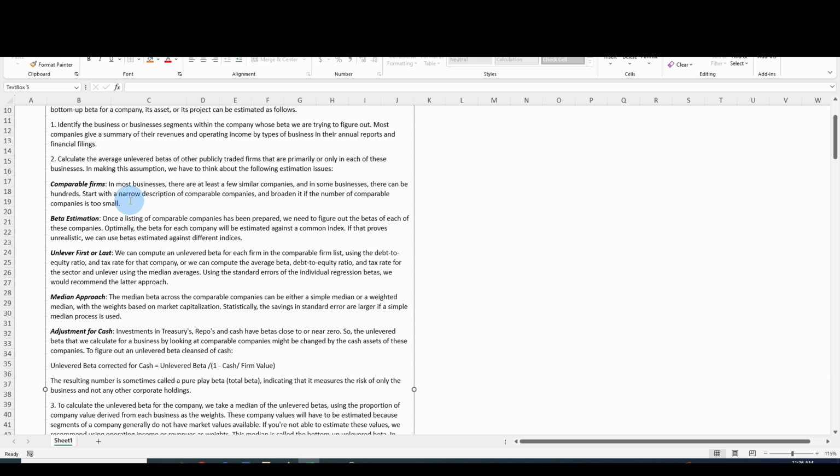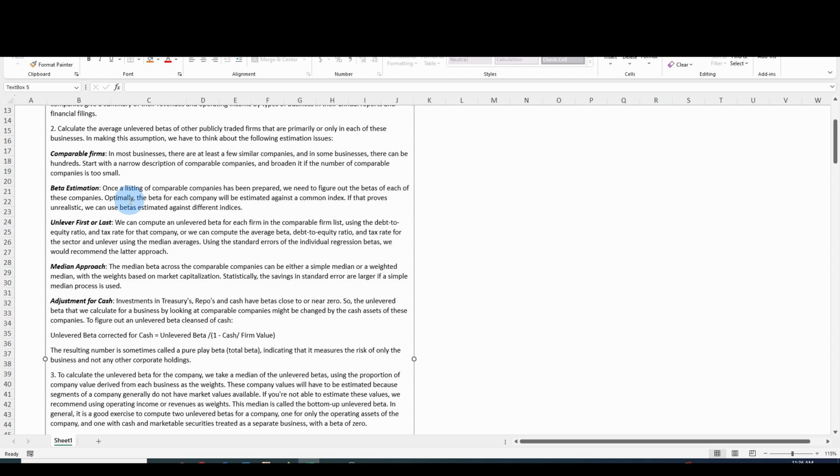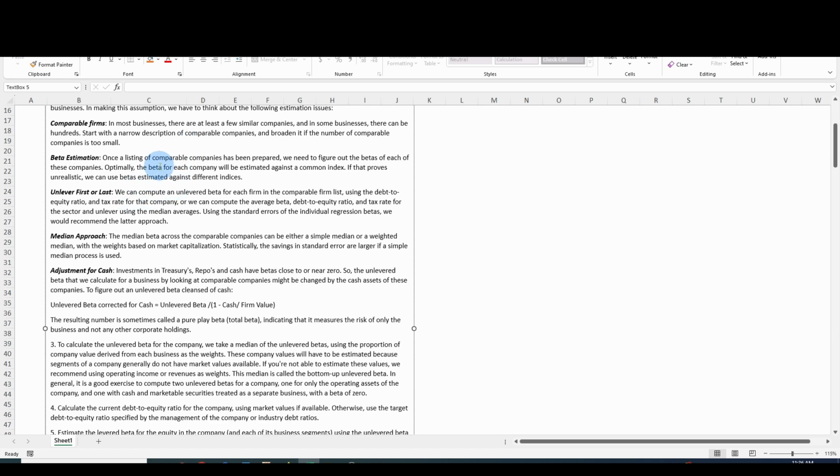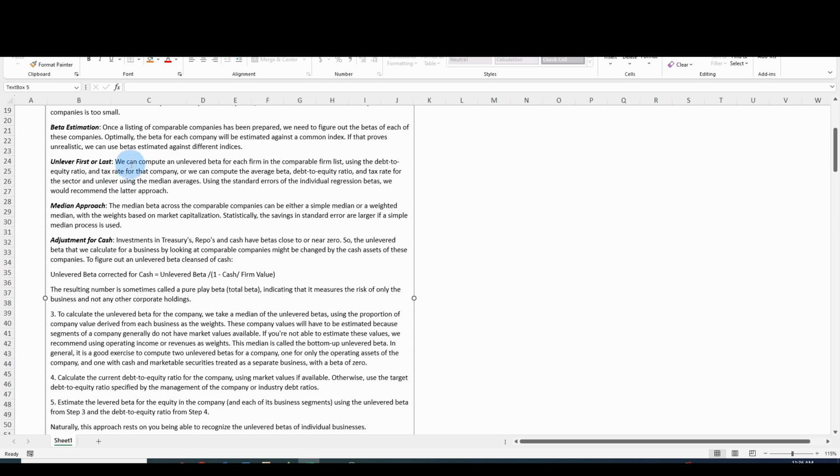Comparable firms. In most businesses, there are at least a few similar companies, and in some businesses, there could be hundreds. Start with a narrow description of comparable companies and broaden it if the number of comparable companies is too small. Beta estimation. Once a listing of comparable companies has been prepared, we need to figure out the betas of each of these companies. Optimally, the beta for each company will be estimated against a common index. If that proves unrealistic, we can use beta estimates against different indices.